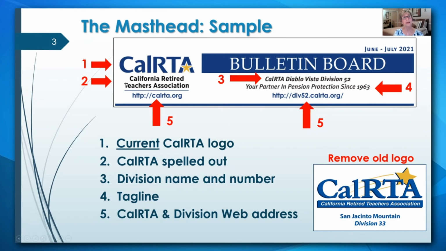Number two, you can see that CalRTA is actually spelled out, California Retired Teachers Association. Now, that is critical because many of our newsletters go to non-CalRTA members, many of whom do not have a clue what CalRTA stands for. In fact, many people think it means CTA. They think that they're the same. So writing out California Retired Teachers Association in your newsletter, whether it's in the masthead or not, is all about branding and making the CalRTA name familiar to the general public.